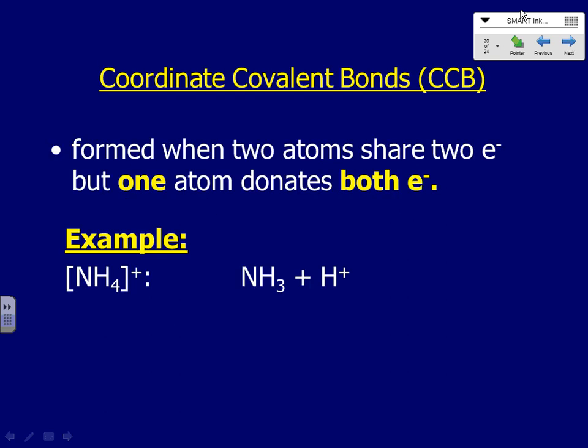And now to finish, we're going to talk about something called a coordinate covalent bond. So we've dealt with single, doubles, and triples. And now we're going to talk about, like I said, something called a coordinate covalent bond. It's a little bit different.